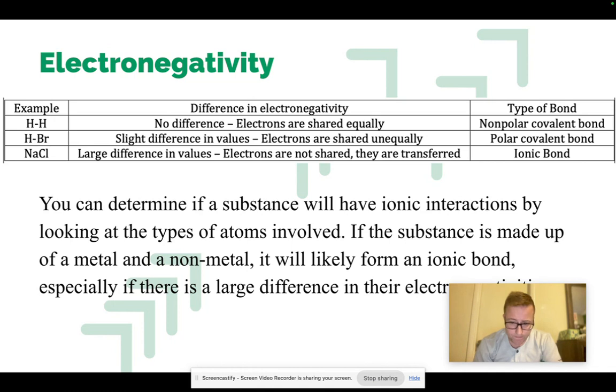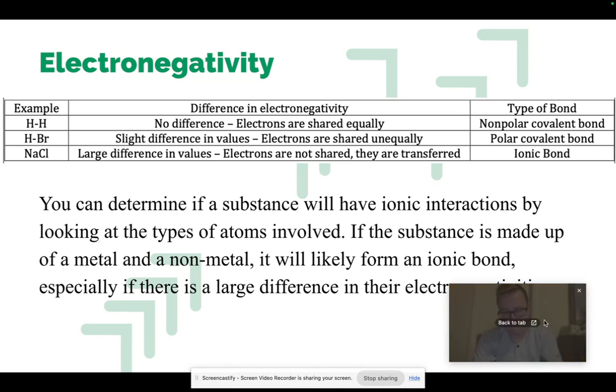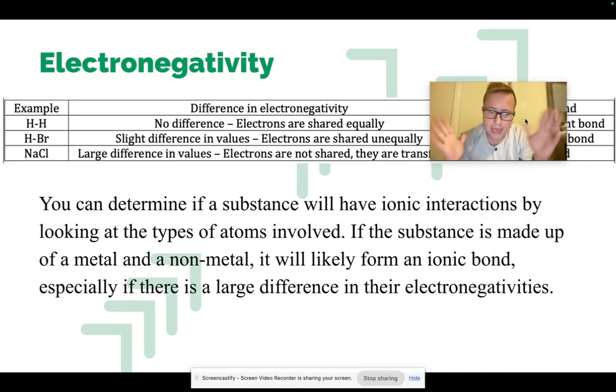Finally, NaCl, sodium chloride. This is H2O. This is hydrobromic acid. And this is sodium chloride. You can determine if a substance will have ionic interaction by looking at the types of atoms involved. If the substance is made up of a metal and a nonmetal, it will likely form an ionic bond, especially if there's a large difference in electronegativities.